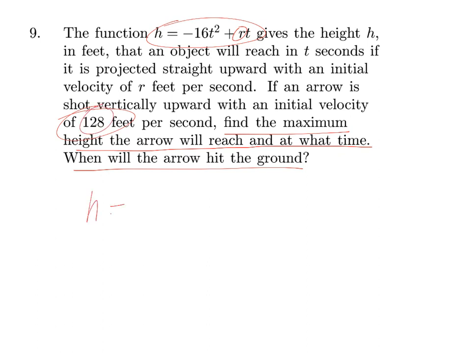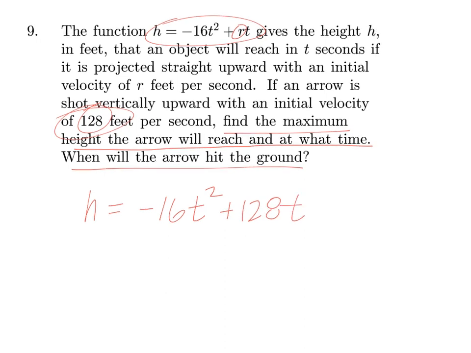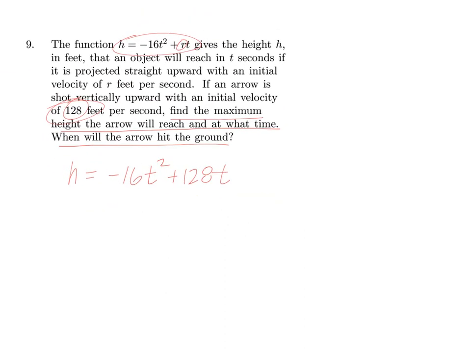We have h is equal to -16t squared plus 128t. Okay, well, I know this is an arrow I'm shooting up into the air. It's going to have a parabolic trajectory. All right, this is your maximum point, or in other words, that's your vertex.